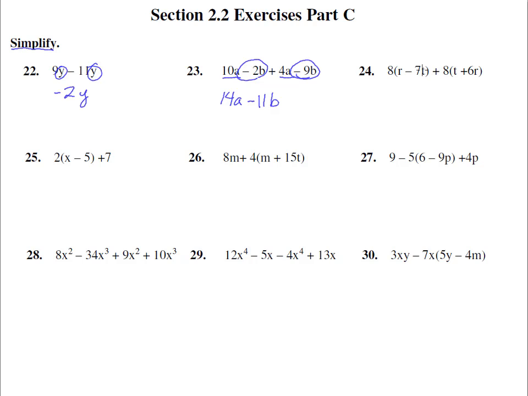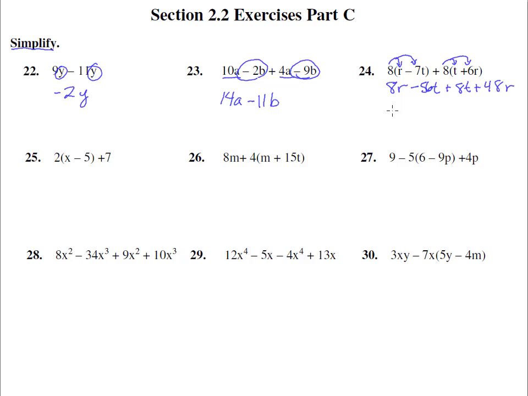Number 24, 8r minus 7t plus 8t plus 6r. Ooh, with these parentheses, we can't put the r together with the t. So yes, let's get rid of those parentheses by distributing the 8's in. And we now have 8r minus 8 times 7 is 56t plus 8t plus 48r.